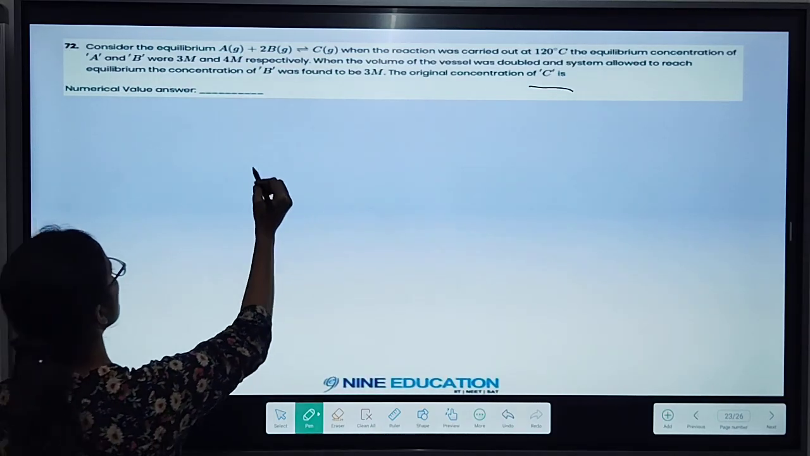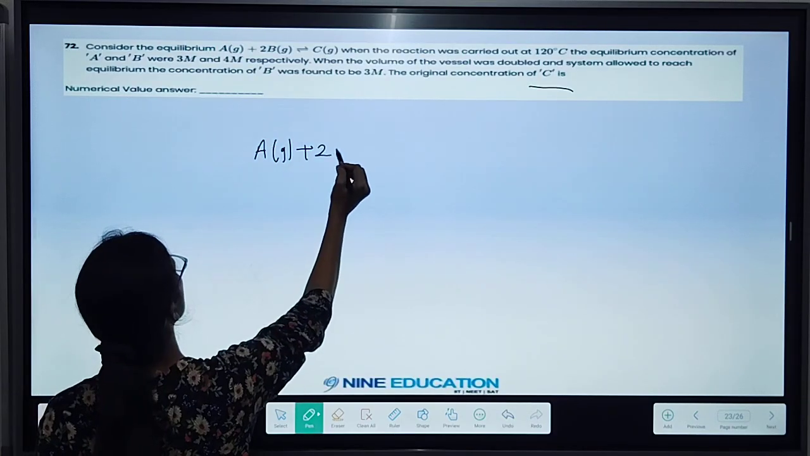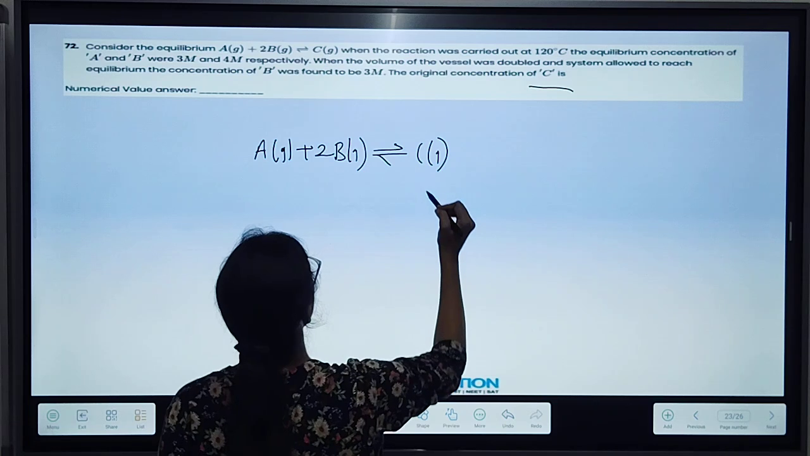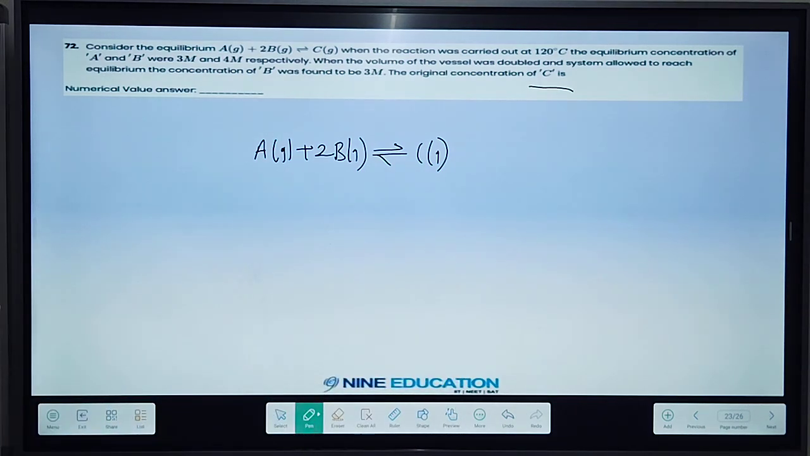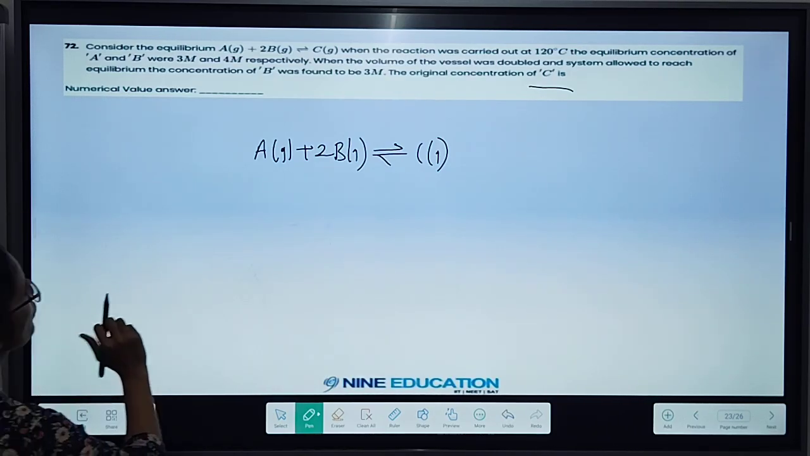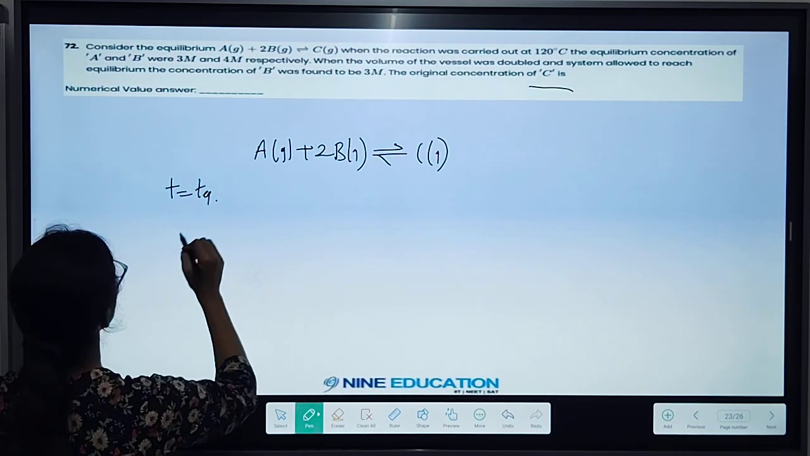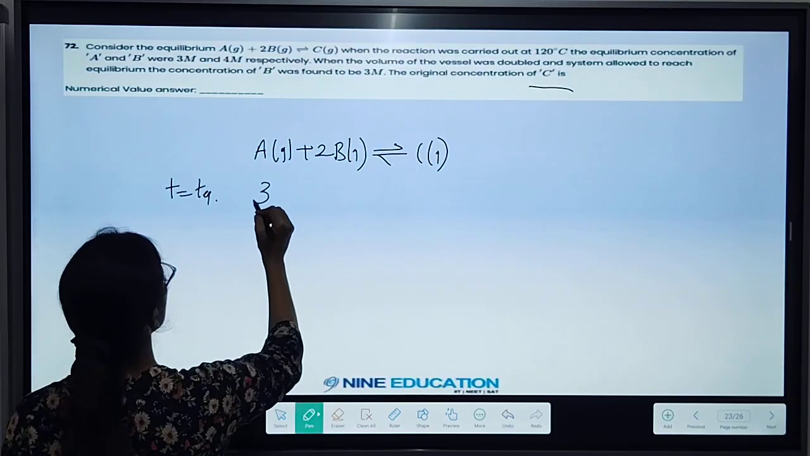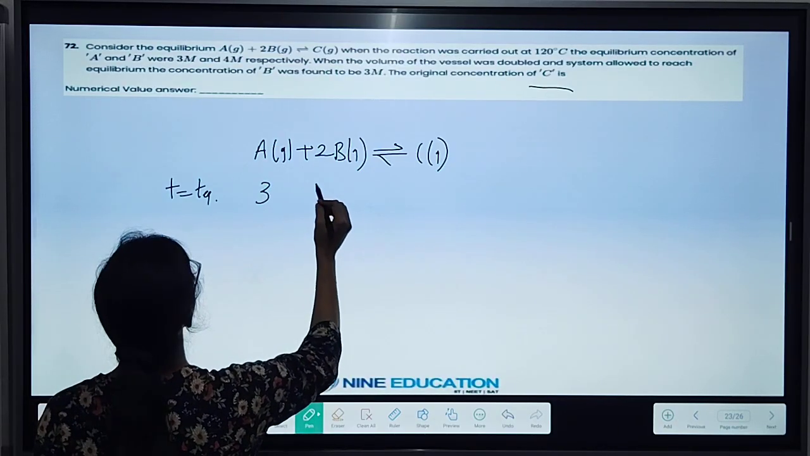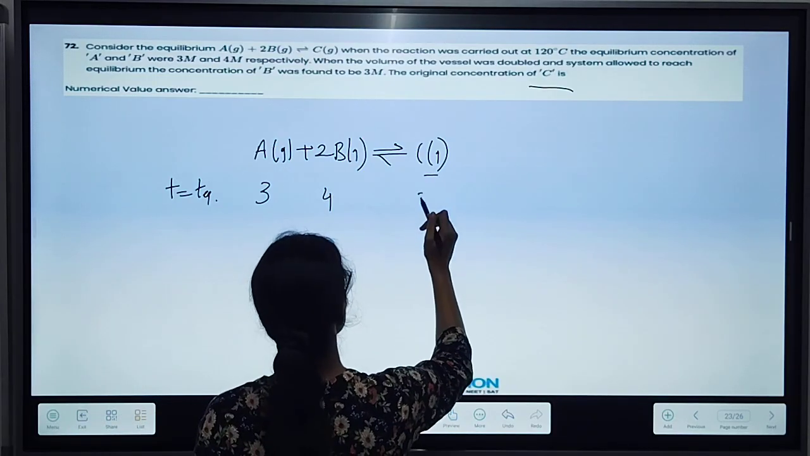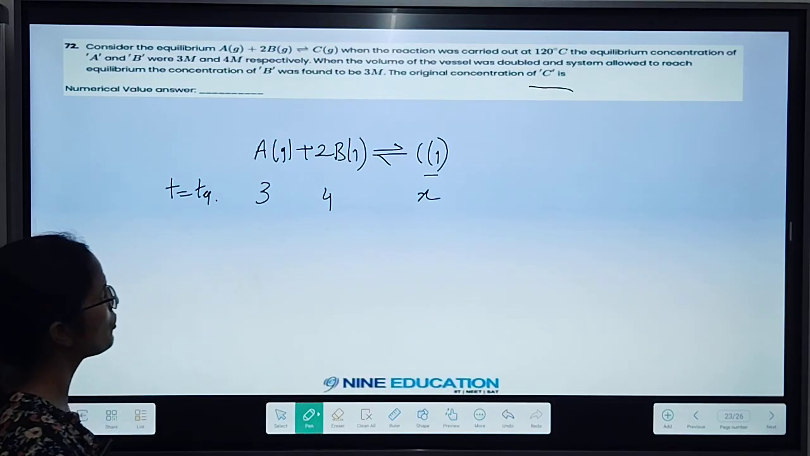So we are having the equilibrium A gas plus 2B gas giving us C gas. When the reaction was carried out at 120 degrees Celsius, the equilibrium concentrations of A and B are given. At equilibrium we are having 3 molar concentration of A and 4 molar concentration of B, and we do not know about C. Let us say some X concentration is there for C.